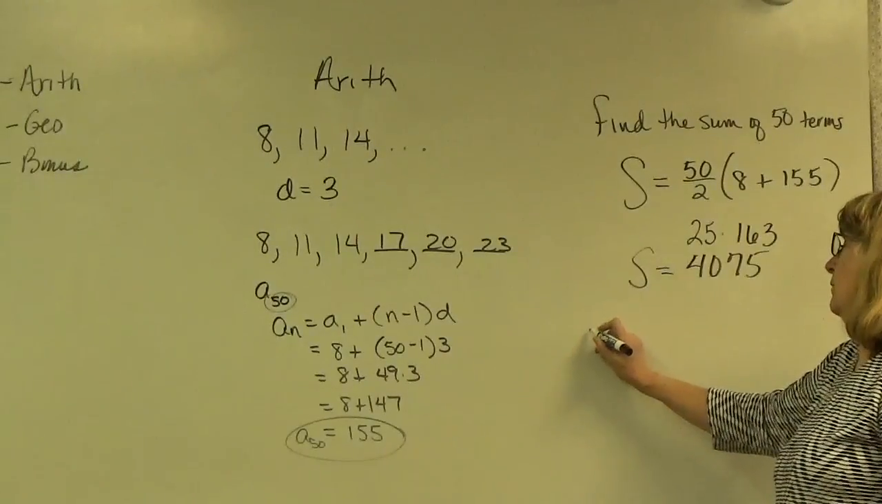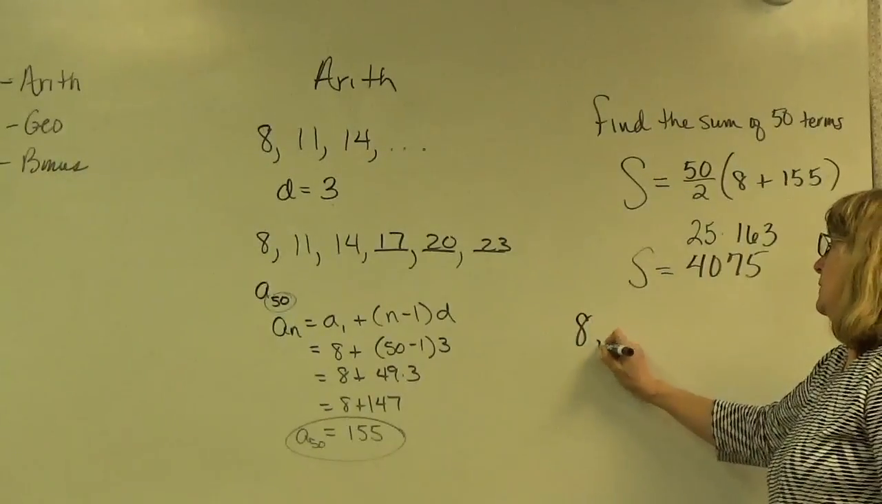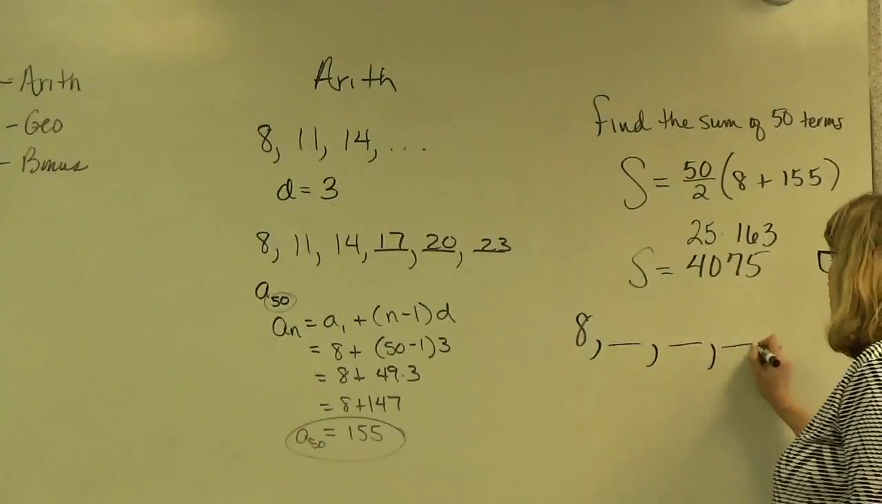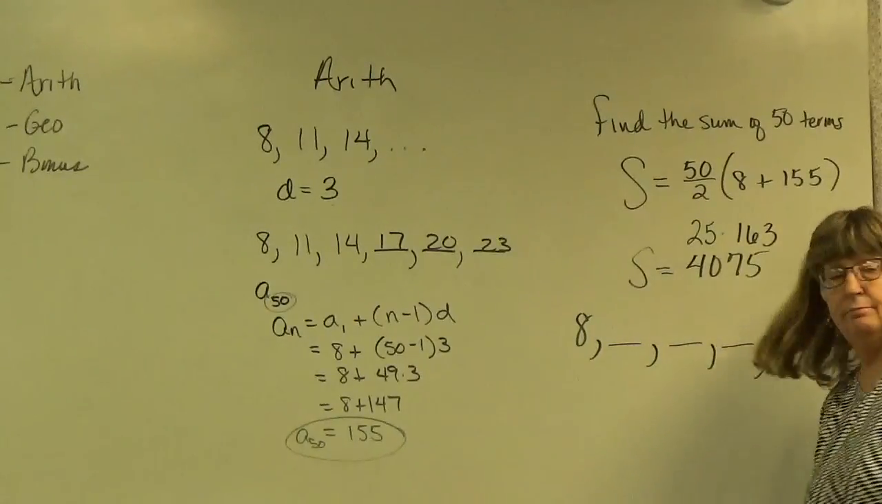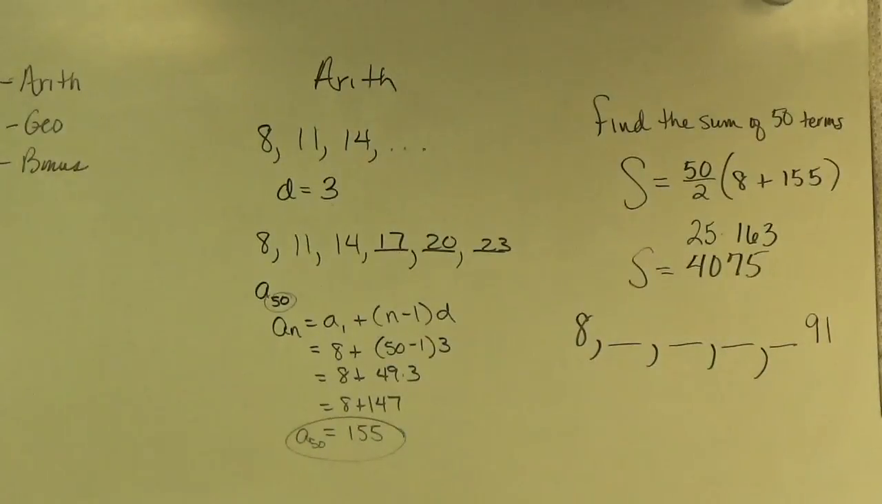Okay, let's say that you have 8, blank, blank, blank, blank, 91. In other words, I've got an arithmetic sequence that has 4 arithmetic means. Now, what do you have to know in order to know what goes in the blank? You got to know the difference, right?